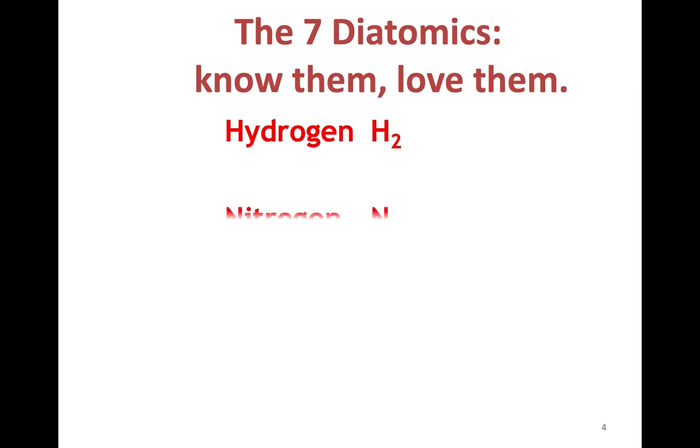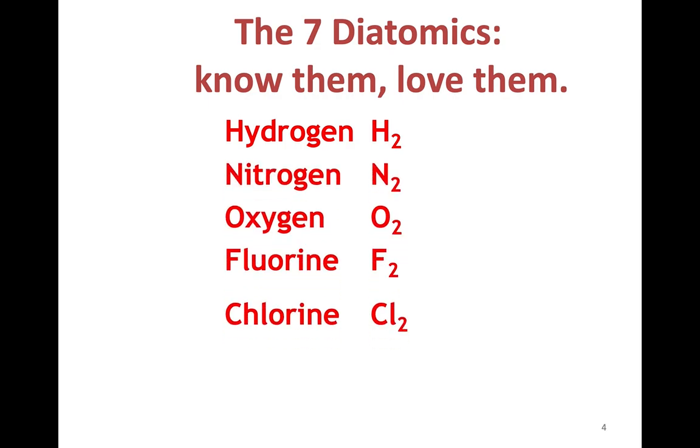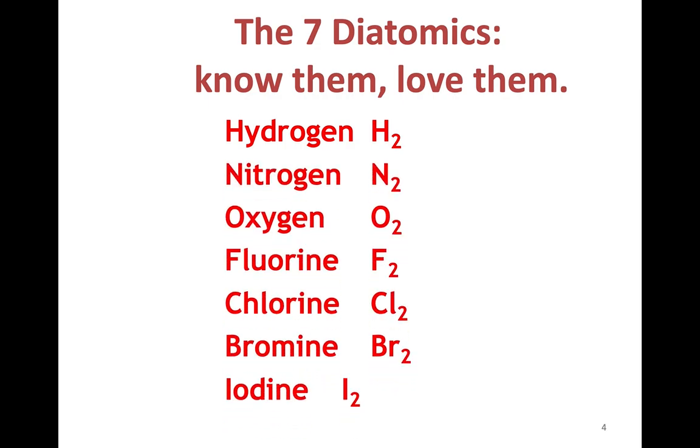Okay, we've got to remember those 7 diatomics. Hopefully you marked them on your periodic table. And if you see just the name by itself, like chlorine down here, it means Cl2. If you see N2 somewhere just by itself, nothing else, it means the name is nitrogen.